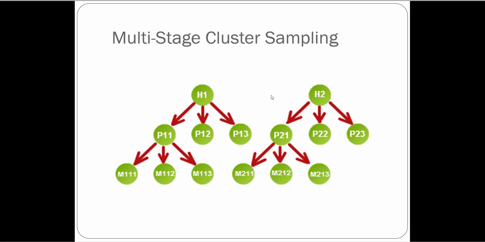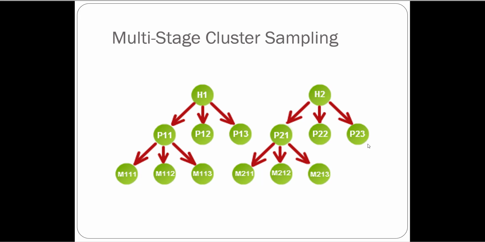If you imagine our list of school districts, H1 would be a random pick of one of those school districts, and H2 will be another school district. Then from the list of high schools in each of these school districts, we're going to randomly select 3 high schools, and so we randomly select those high schools, these P11, P12, P13, P21, P22, P23. These will be the high schools.